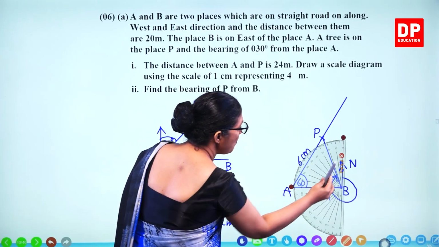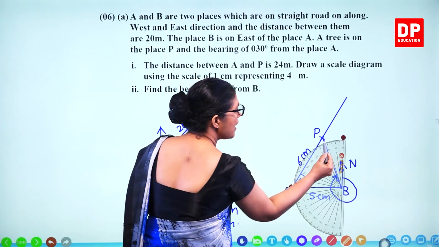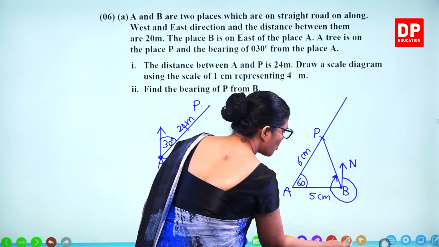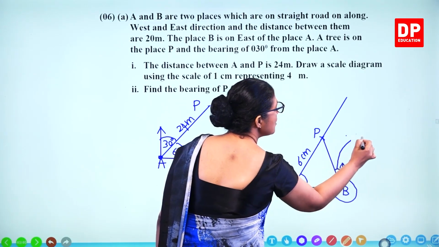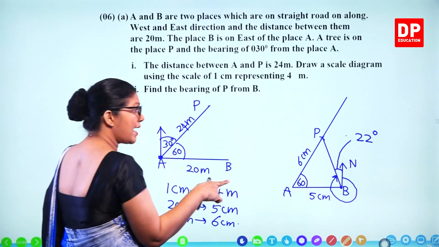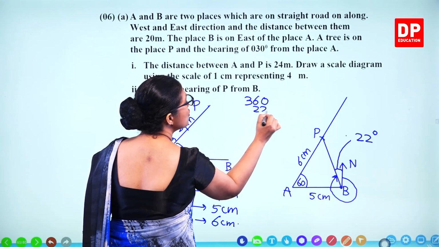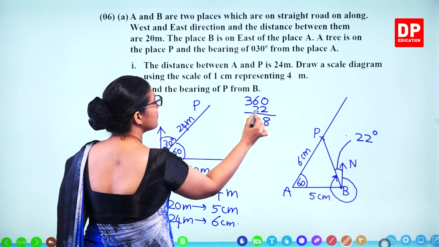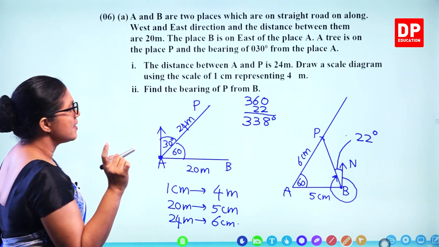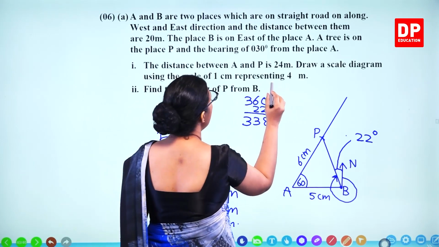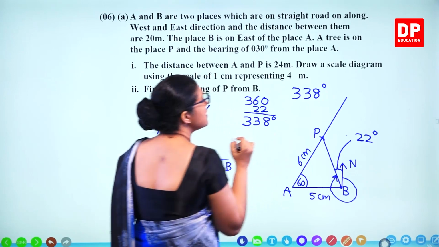Okay, so now we can measure this angle. 10, 20, 22. From here, 22 degrees. So 22 from this side. So this angle is 22 degrees. So what is the other angle? The other angle is 360 minus 22, 338 degrees. So that's the bearing of P from B. So 338 degrees.